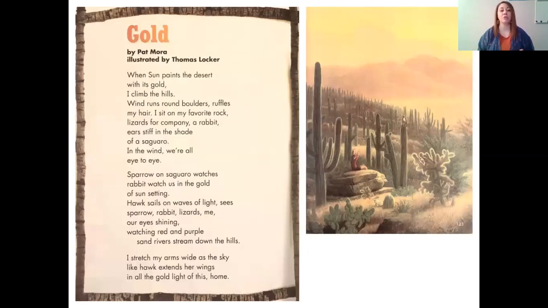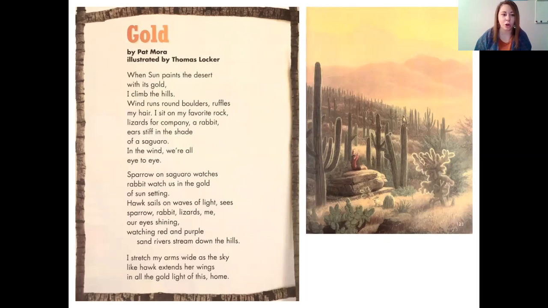Okay, this poem is called Gold by Pat Mora, and we do have a nice picture next to it, which was illustrated by Thomas Locker. It says, "When the sun paints the desert with its gold, I climb the hills. Wind runs around boulders, ruffles my hair. I sit on my favorite rock, lizards for company, a rabbit, ears stiff in the shade of a saguaro.